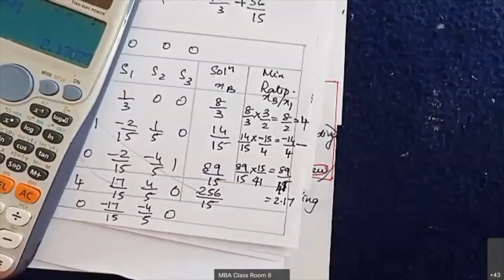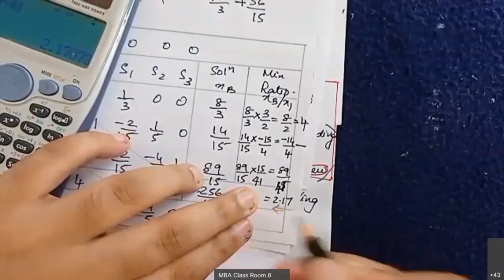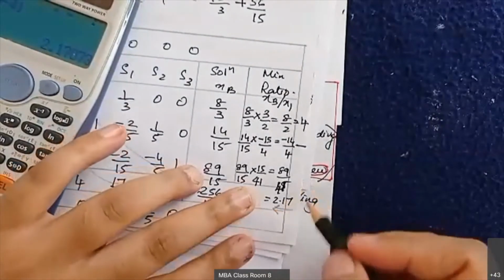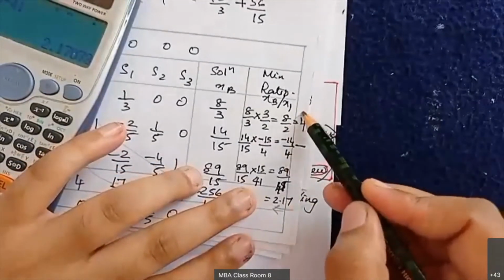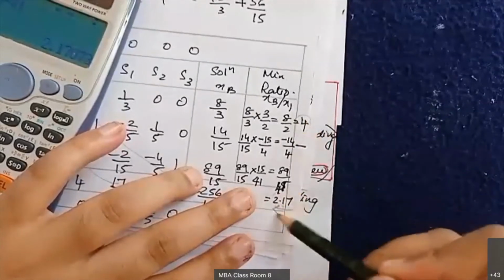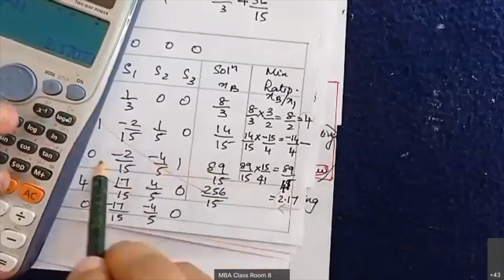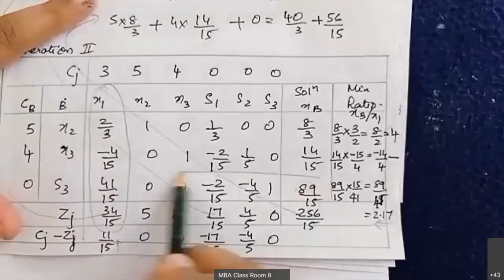Which is the smallest number? 2.17 compared with 4. We have to select the least positive number, and the least positive number is this one. So this last row is going to be the outgoing vector. I'm going to select the last row.